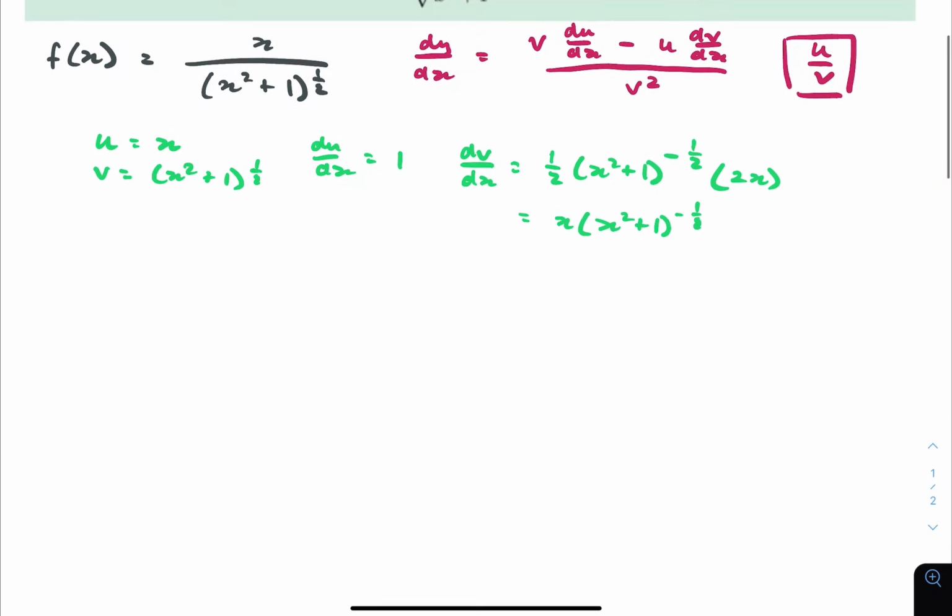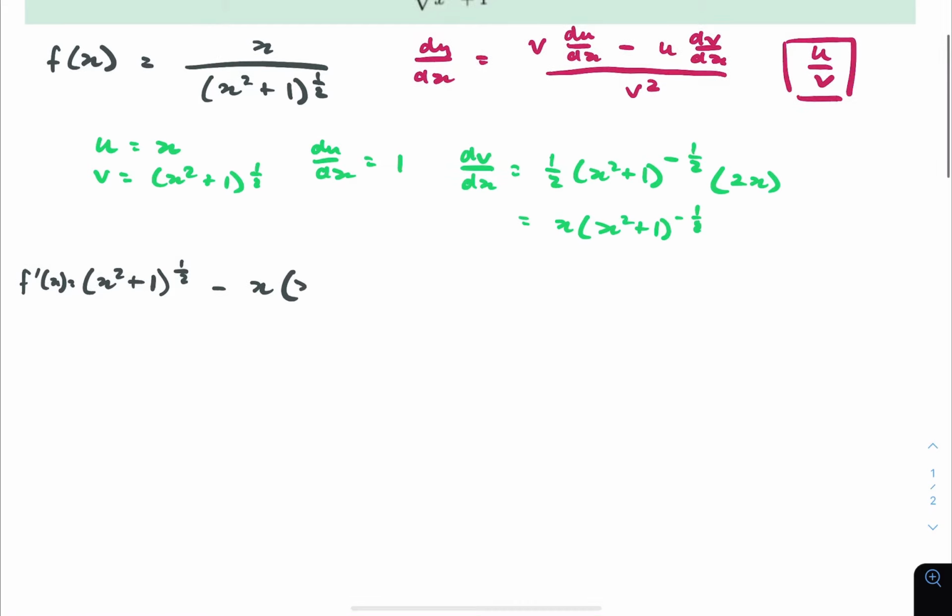It wants us to put v in there first. So v is x squared plus 1 to the power of half, and then times du over dx, which is 1, so we don't need to write anything. That's subtracted from u, which is just x, multiplied by dv over dx, which in this case is x times x squared plus 1 to the power of negative half.